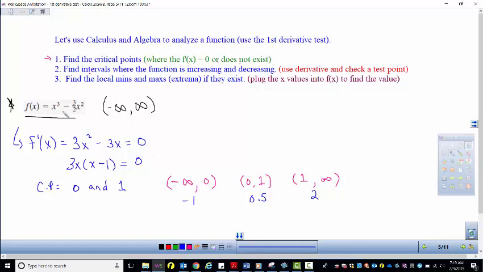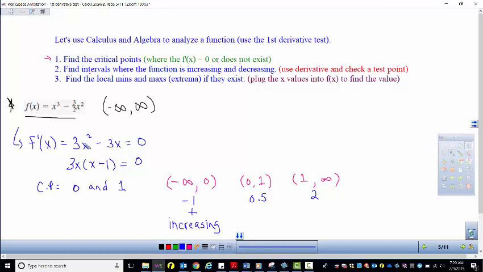You are going to put this test point back into the derivative to see if the derivative is positive or negative. So if I put -1 in here, this gives me a positive, this gives me a positive, so it's going to be positive. So my derivative is positive, so my function is increasing. So my function is going up.